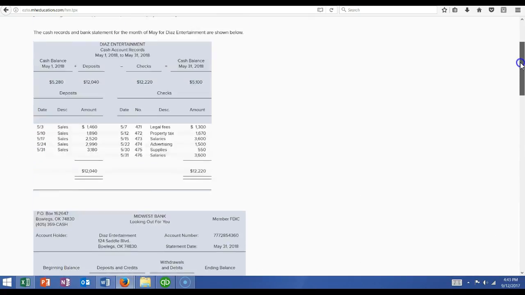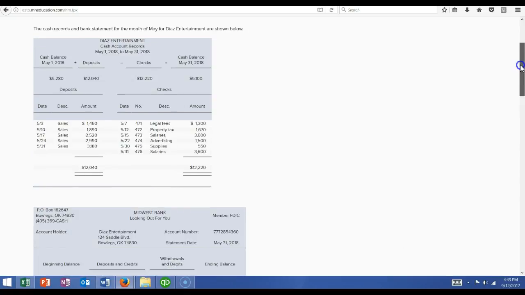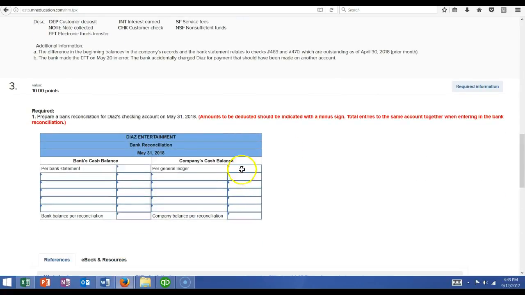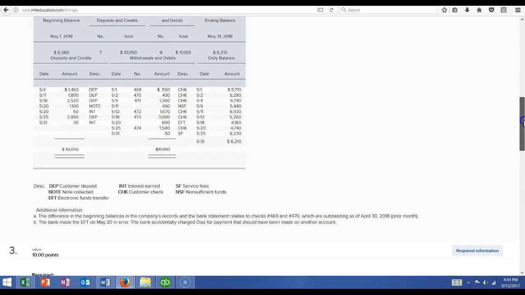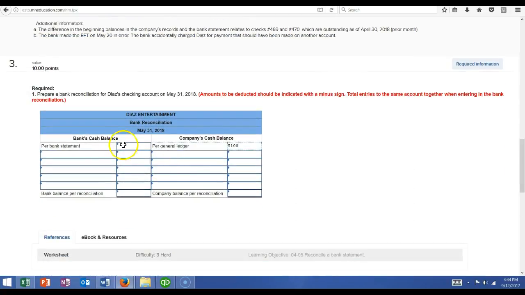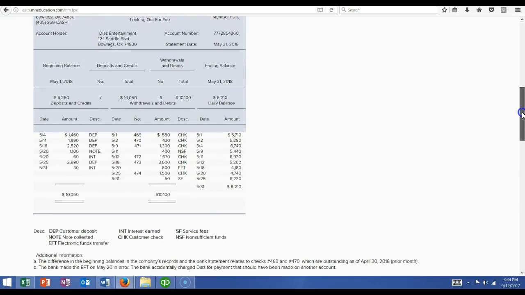So the first thing we'll do is find out the bank balance per the company is $5,100 on May 31st. So I'm going to put that in right away. We also know that the bank balance is $6,210 per the bank records, Midwest, May 31st, $6,210. So I'll put that information in. Now I like to follow steps. I like to first do any deposits outstanding.